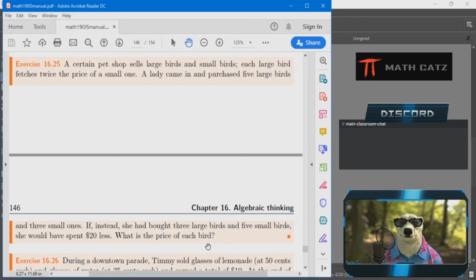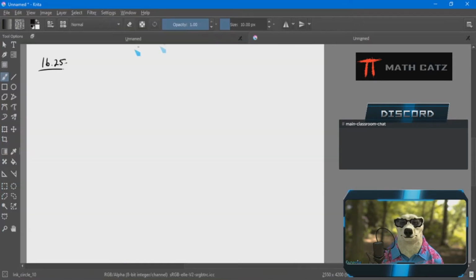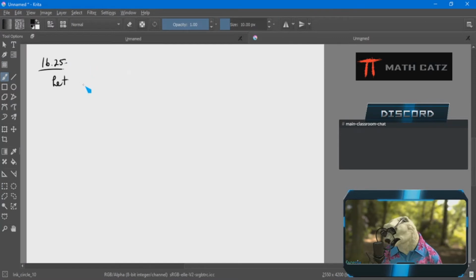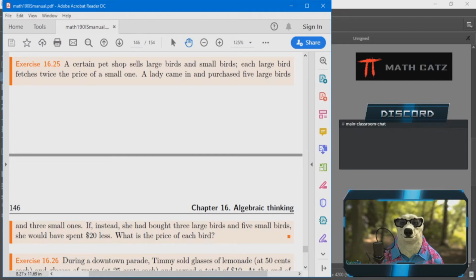So now the information is a little bit more convoluted, I'll say, but we don't care about that. We care about what is being asked. And I want to know the price of each bird. Okay. Now we have large and we have small. Let's go with an X again. Let X represent the price of, you can choose which one.